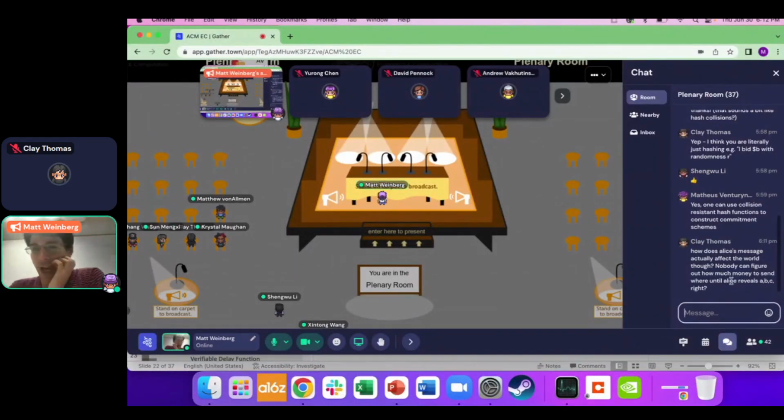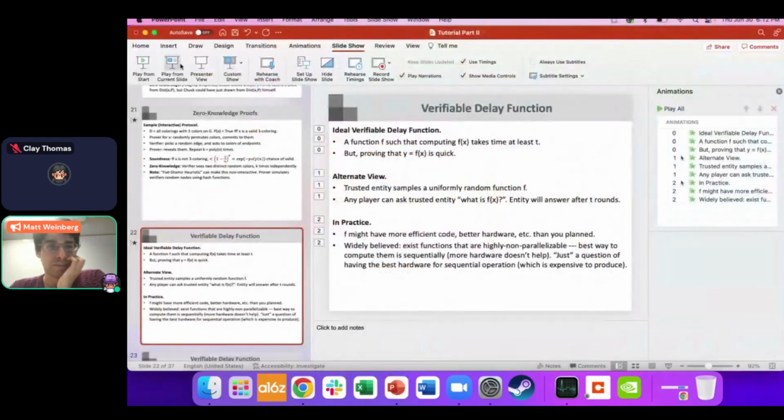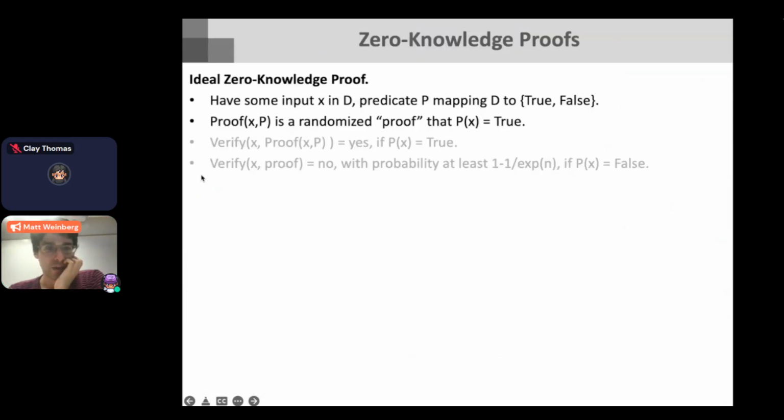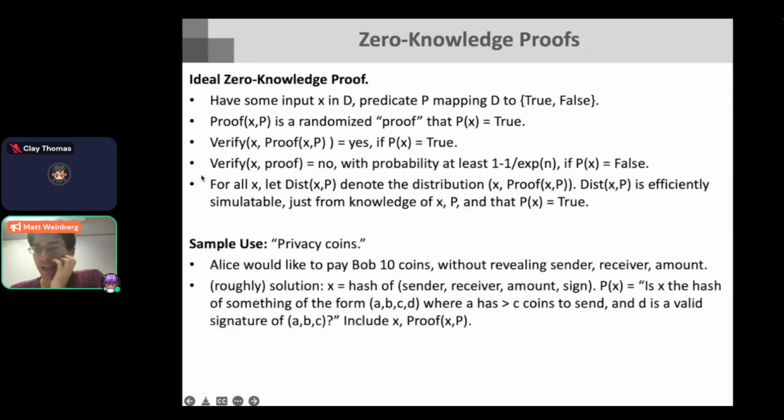Okay, so Clay asked a good question about how Alice's message actually affects the world, because nobody can figure out how much money to send until that's revealed. So in the privacy coins, nobody can actually look at the state of the blockchain and know who has how much money. So that's by design. But it is still internally consistent.